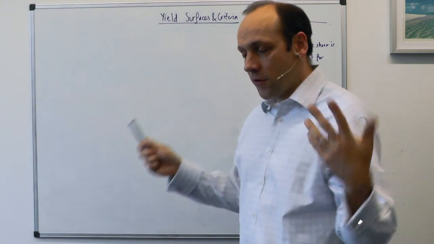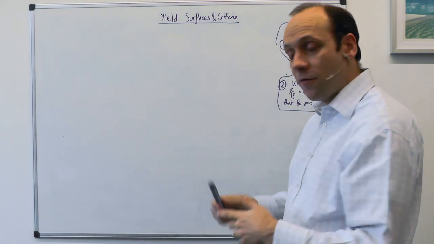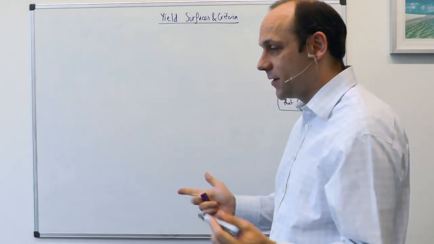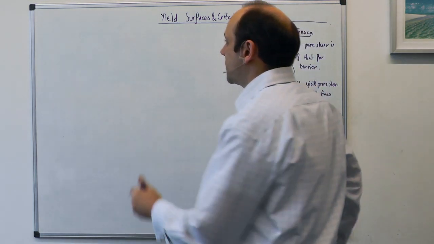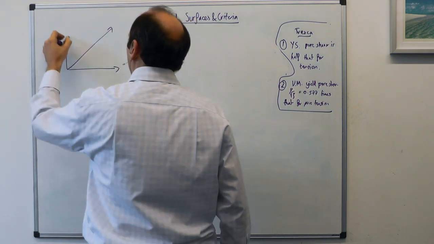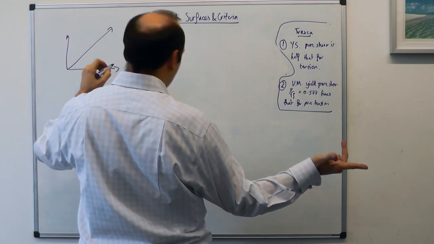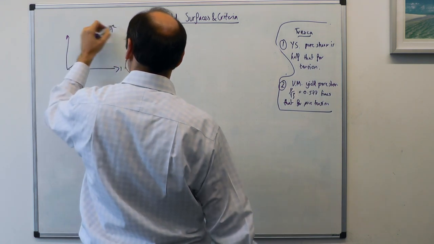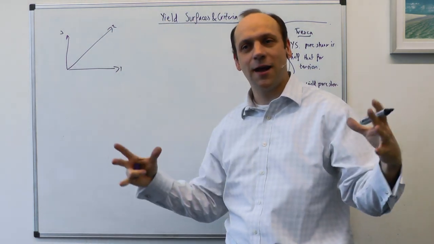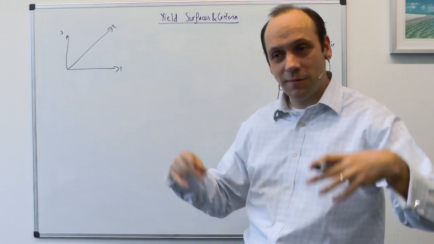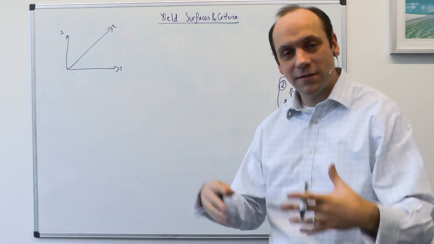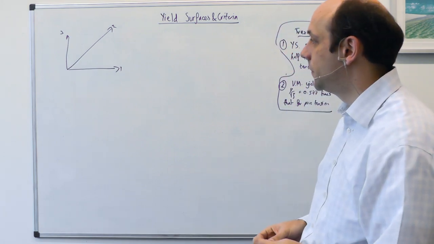Now, I've got these yield criteria working for the principal stresses. There's three of those. Now, I can plot them out on a set of axes, like this. That'd be 1, 2, and 3. And there'll be some envelope within which yielding doesn't happen, and some envelope outside of which it can't go because it would have yielded. And the envelope we'll call our yield criteria. It's the locus, if you like, of the yield criteria.